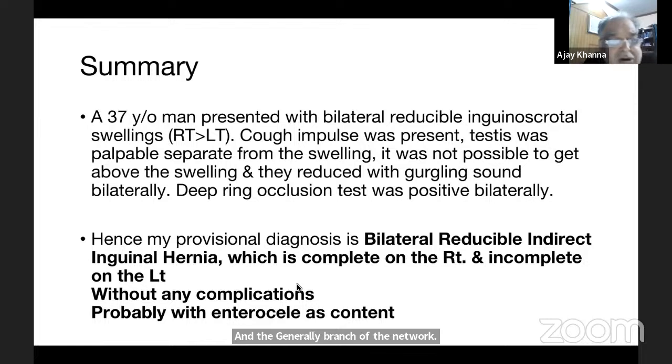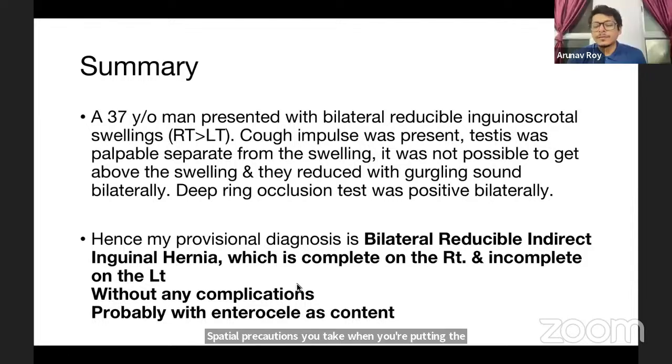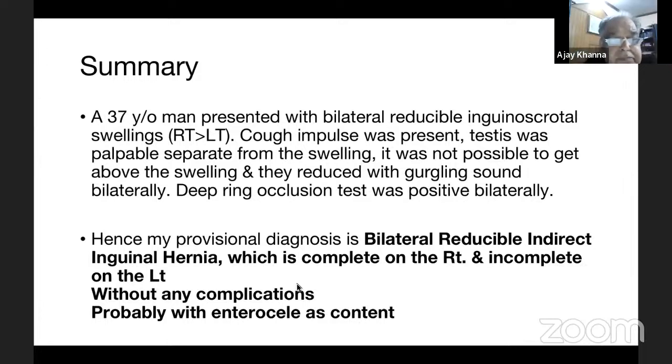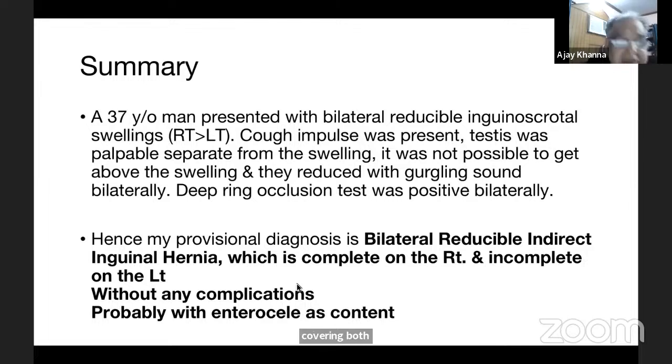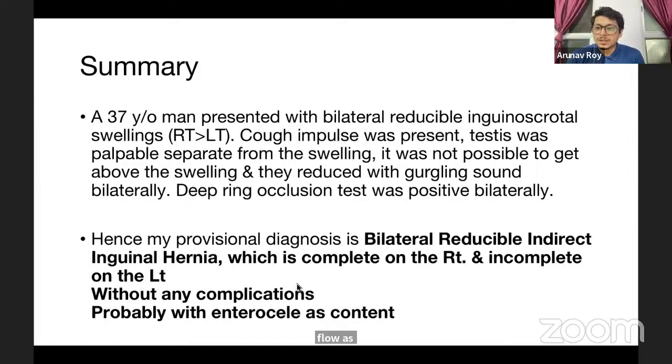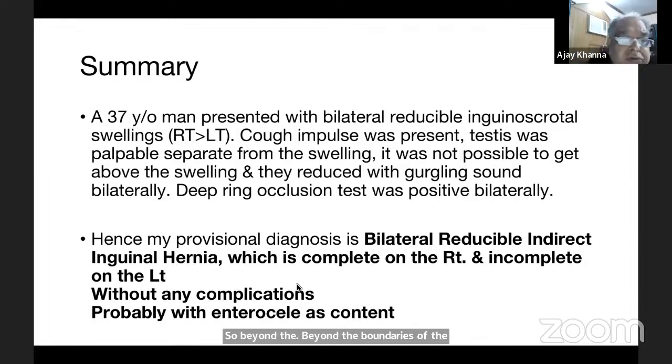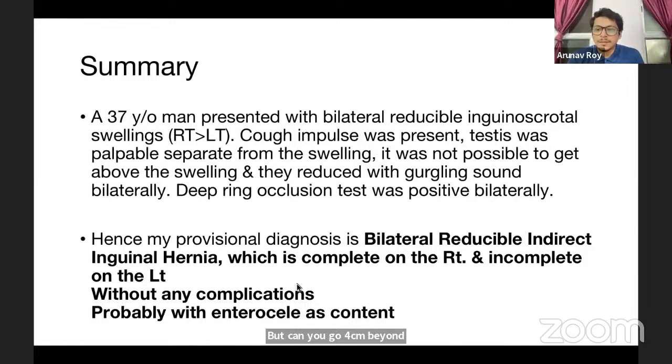Now, when you're doing the Lichtenstein operation, the open operation, what are the various special precautions you take when you're putting the mesh? So we have to extend 2 centimeters medially to the pubic tubercle. Good. We have to make sure that the mesh is of adequate size and is covering the floor. What is adequate size? 3 to 4 centimeters overlap should be there, sir. Where do you do the overlap? Beyond the boundaries of the canal, sir. But can you go 4 centimeters beyond the pubic tubercle? No, sir. Which is why the aim is to go 2 centimeters beyond.